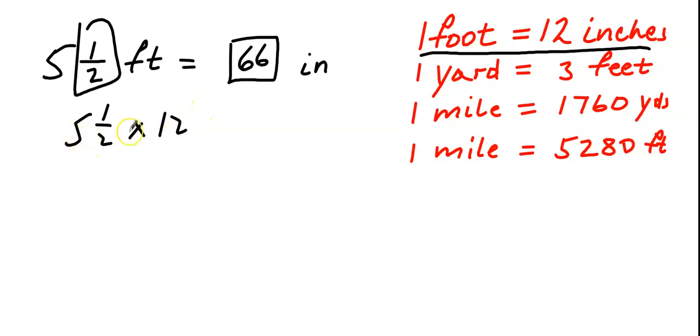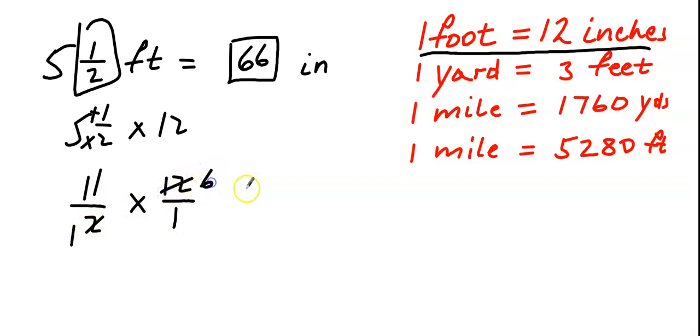Remember, to multiply a mixed number by a whole number, change it to an improper fraction. 5 times 2 is 10, plus 1 is 11 over 2, multiplied by 12, which is the same thing as 12 over 1. When you come up to this point, you can cross-reduce. 2 and 12 are divisible by 2. That's 1. 12 divided by 2 is 6. You have 11 times 6, which is 66.